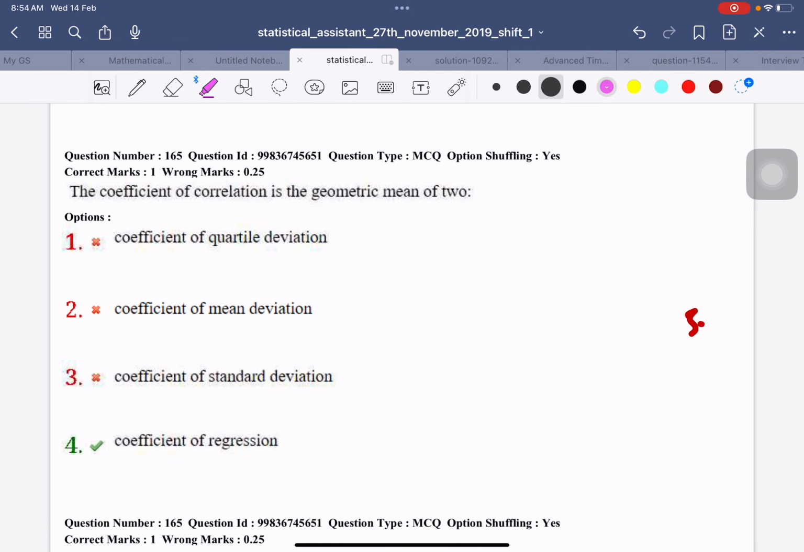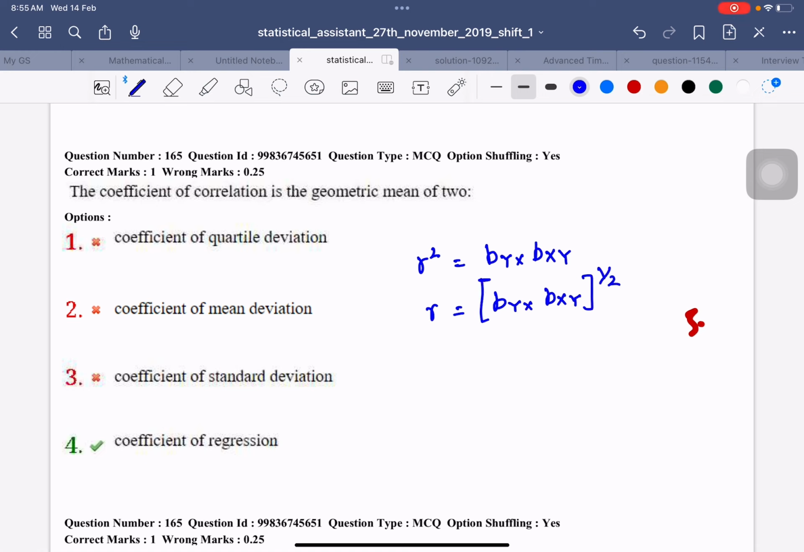Next is, the coefficient of correlation is the geometric mean of. So जब हम lines of regression पढ़ते हैं तो हमें पता है कि coefficient of correlation का square equals to byx into bxy, जहाँ पे ये regression coefficients होते हैं. So r equals to (byx bxy) power 1/2. And this is called the geometric mean of byx and bxy. So we can say that coefficient of correlation is equal to the geometric mean of the coefficients of regression. So option 4 is correct.